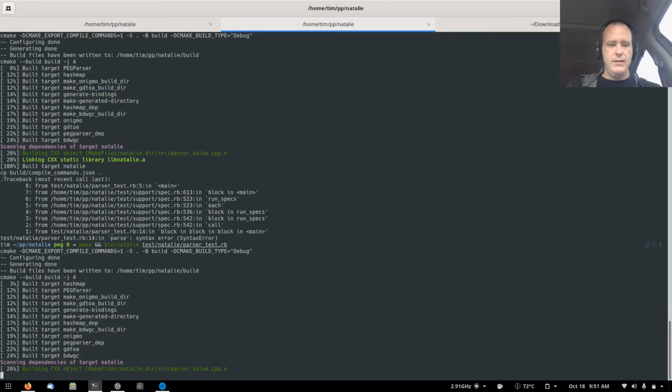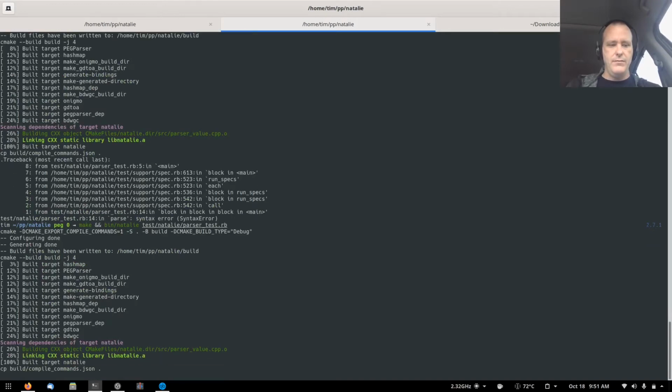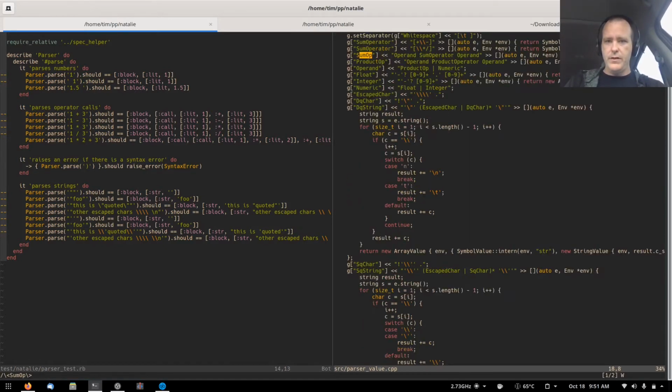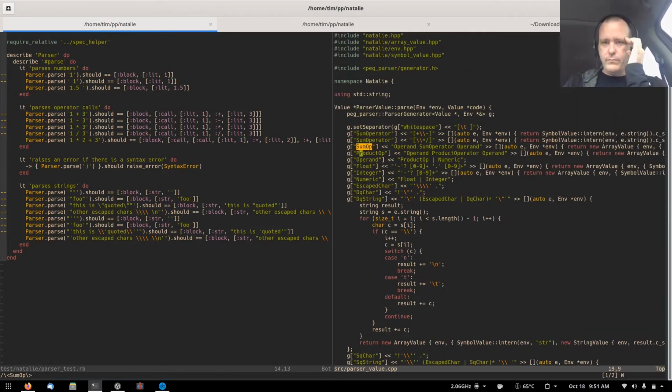Does that get us past that error? Line 14. Still a parse error on line 14. Why can't we do an add? Just a simple add. So a sum operator, right? And we have sum op down here. Perfect. Okay. It's an operand, and an operand is a product op or a numeric. A numeric and a plus and a numeric. That should parse. I'm just missing something simple.